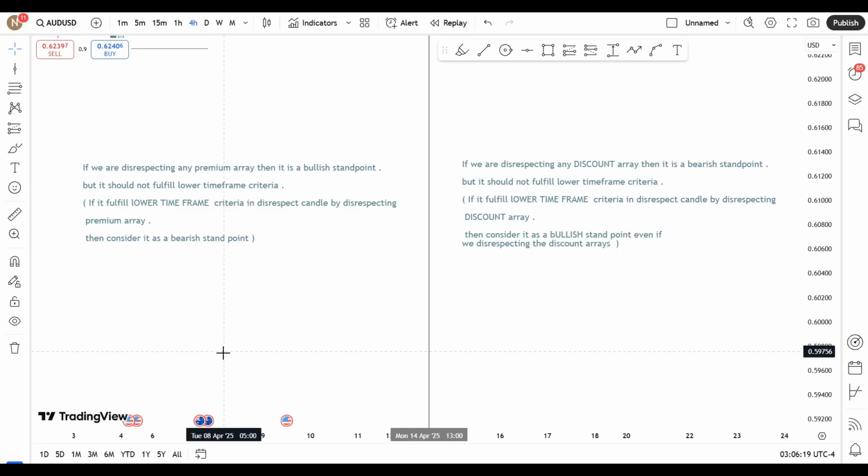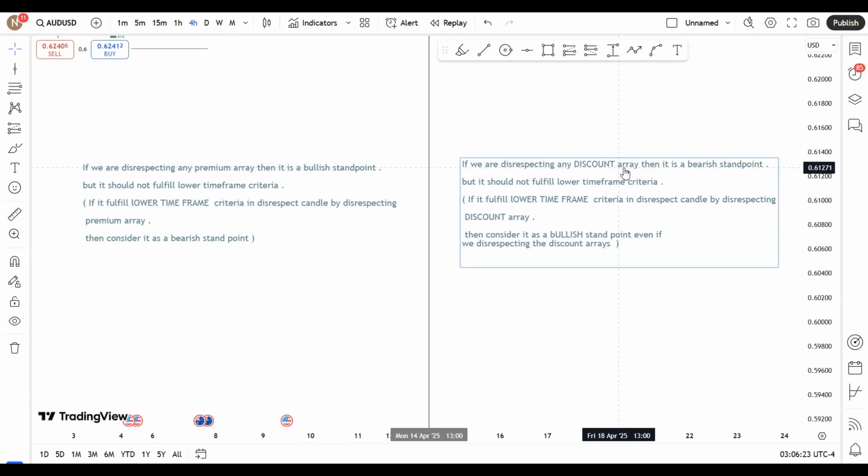Okay, so just remember the points. If we are disrespecting any discount array, then it is a bearish standpoint, but it should not fulfill the lower time frame criteria. If it fulfills the lower time frame criteria in the disrespect candle while disrespecting a discount array, then consider it as a bullish standpoint even if we are disrespecting the discount arrays.